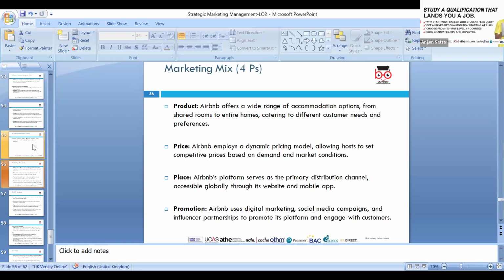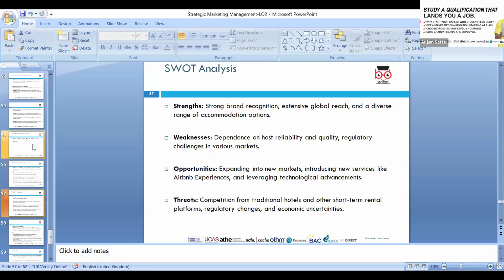Accommodation options from the shared room to the entire home create different customer needs and preferences, and the price they charge, the dynamic pricing model, changes accordingly. The Airbnb platform is the primary distribution channel globally, through the website and the mobile apps. Place needs to be looked at around the primary distribution channel through apps, the convenience of booking and tracking, and the promotion they do: digital marketing, social media, and their presence.